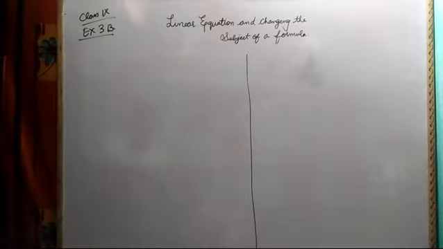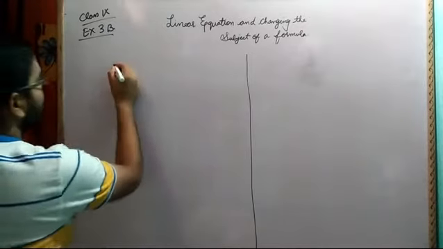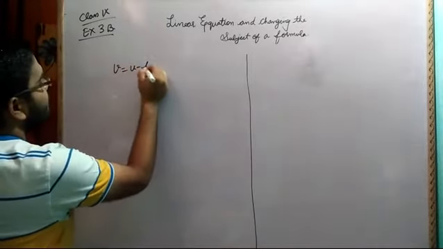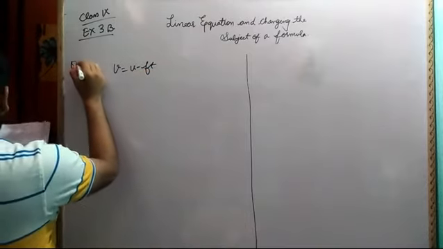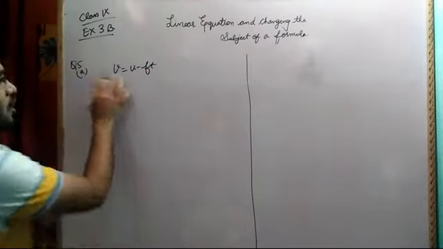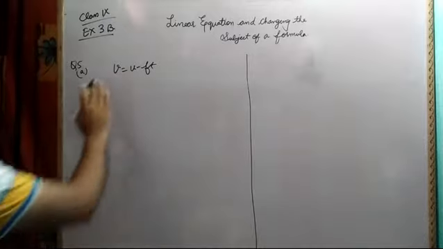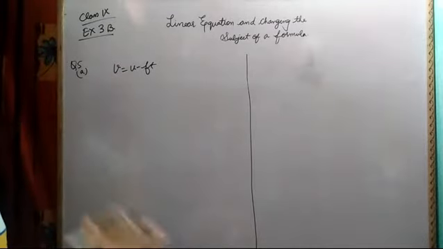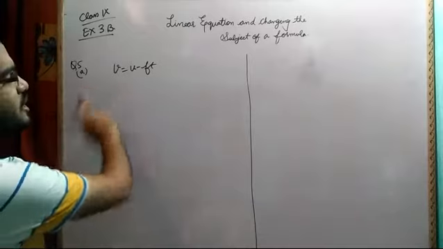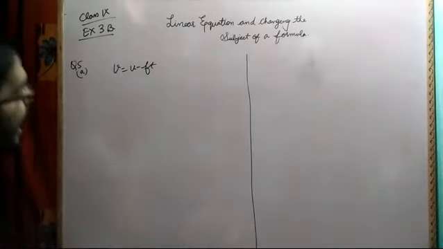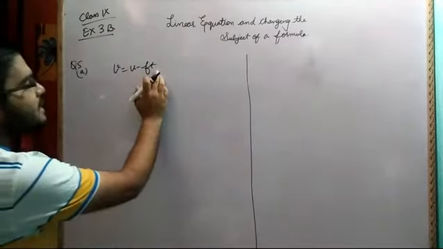Now the question says making the subject V, where V is equal to u minus ft. This is question number 5 subpart A. What is the subject here? They are asking us to write the subject and change the subject as indicated. Here the subject is V, and as indicated we have to change the subject. That means we have to make T the subject.